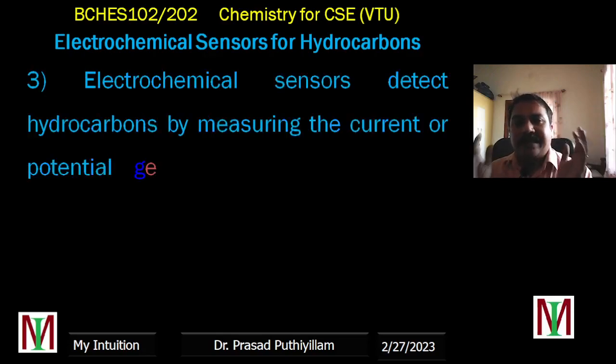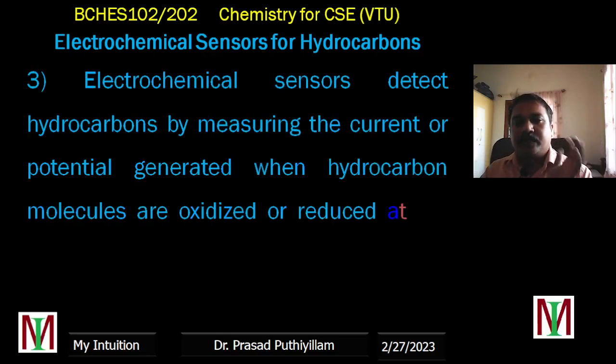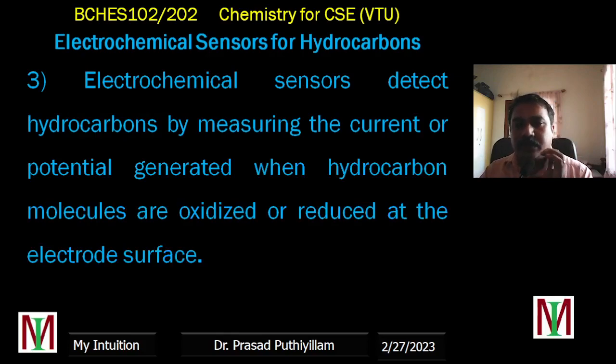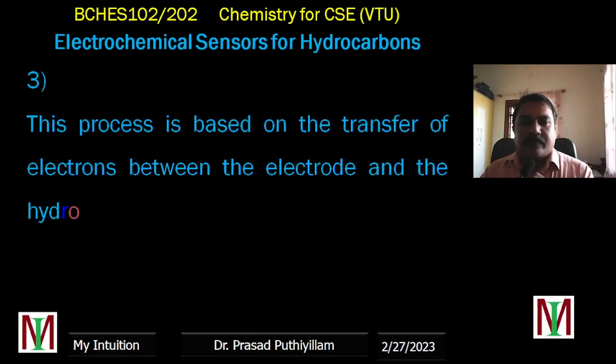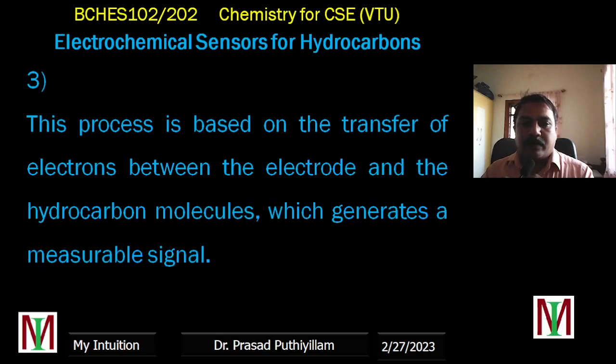Electrochemical sensors detect hydrocarbons by measuring the current or potential generated when hydrocarbon molecules are oxidized or reduced at the electrode surface. Again, this is the same explanation I gave in the first slide on how electrochemical sensors work. There should be some reduction-oxidation reaction, or some movement of ions; only then is detection possible. This process is based on the transfer of electrons between the electrode and the hydrocarbon molecule, which generates a measurable signal.